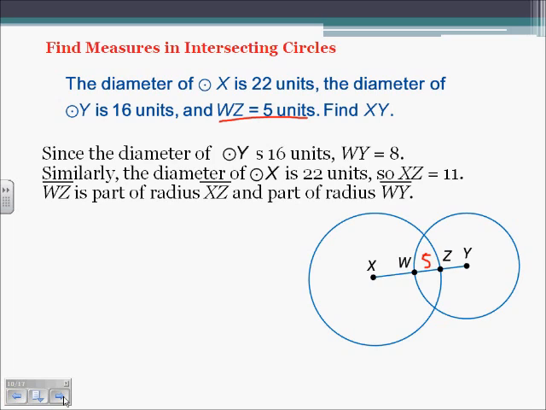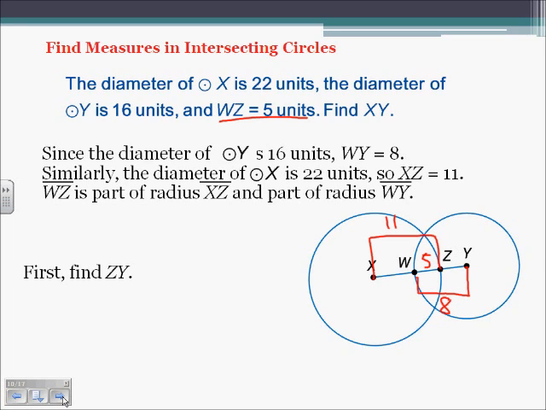We know YW is a radius of circle Y. If the diameter of circle Y is 16 units, then WY is going to have to be 8 units. So now we know from X to Z is going to be 11 units, and from Y to W is going to be 8 units. So we can use all that information to find XW and YZ.